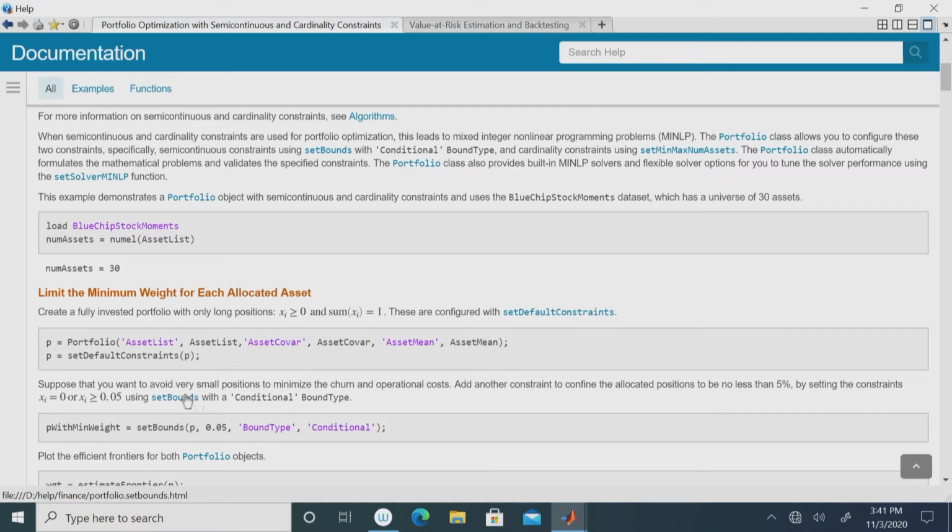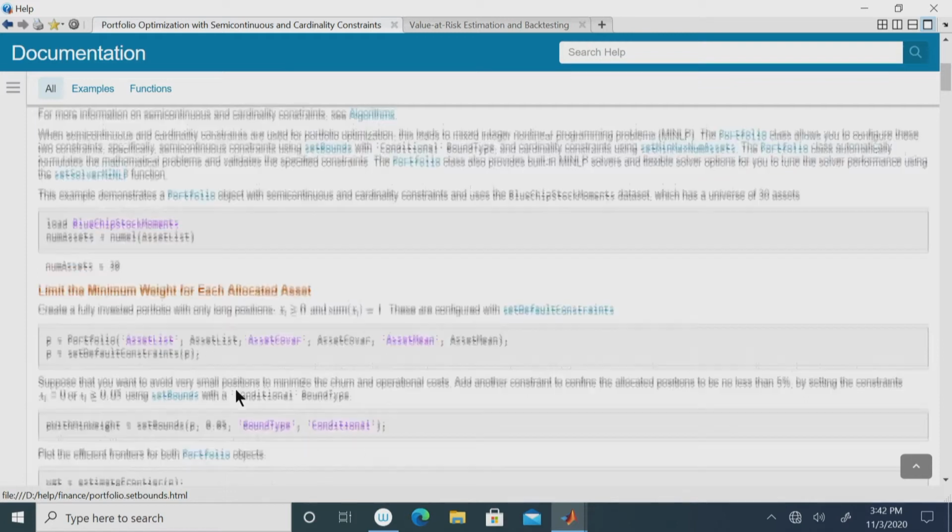Suppose that you want to avoid very small positions. One illustration of this could be that you confine yourself to the constraint that there should not be less than 5% allocation for each asset. This means you set the constraint that either your x_i is equal to 0, which means the asset is not being included in the portfolio, or in case it is included in the portfolio, then your x_i has to be greater than or equal to 0.05, or 5%. Accordingly, you now set the bounds on P to be 0.05.